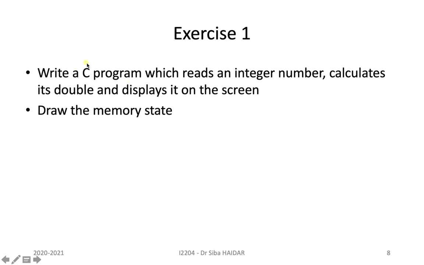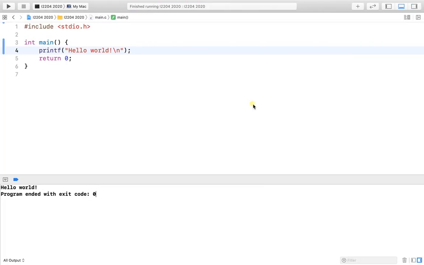So I have to write a C program which reads an integer number, calculates its double, 2 times this integer number, and then displays this on the screen. How do we do this? Let's go to the coding environment, and this is our hello world program.